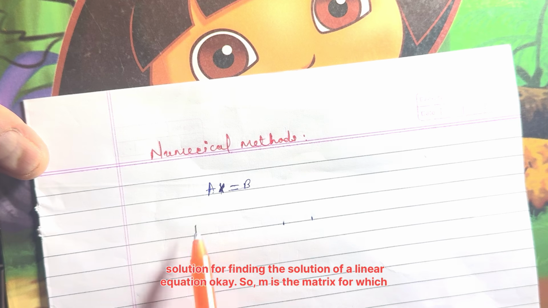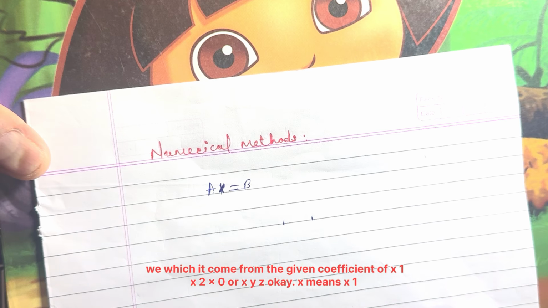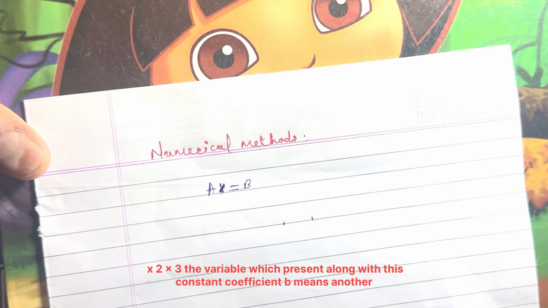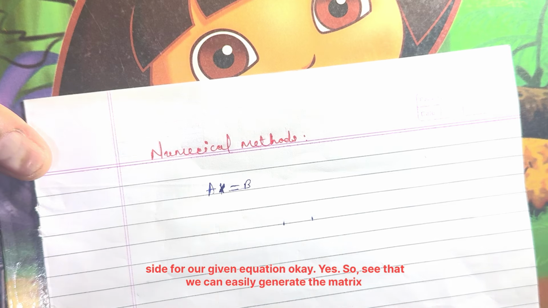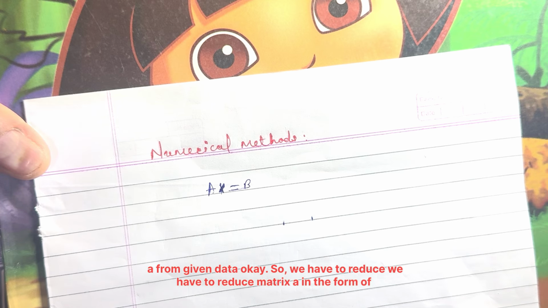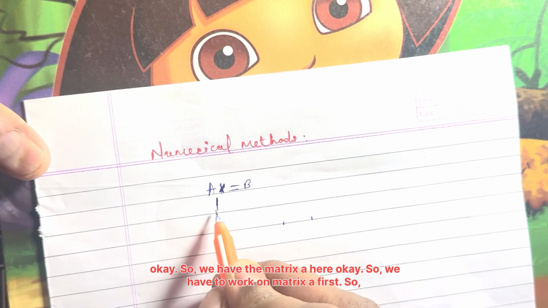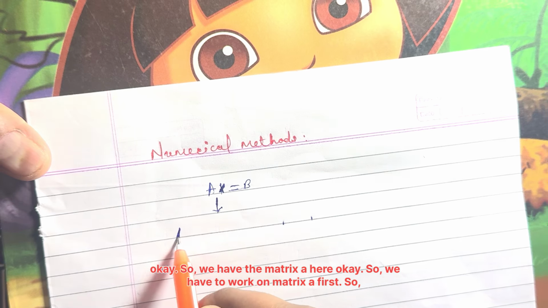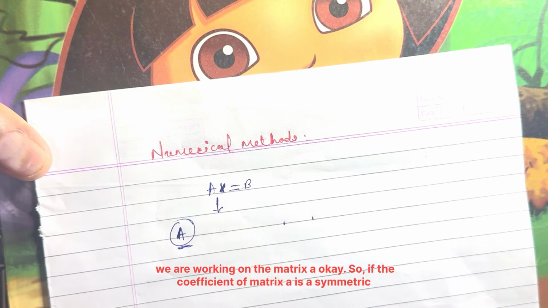Here A is the matrix formed from the given coefficients of x1, x2, x3 or x, y, z. X means x1, x2, x3, the variables present along with the coefficients. B means the other side of our given equations. So we can easily generate matrix A from the given data, and we have to work on matrix A first.